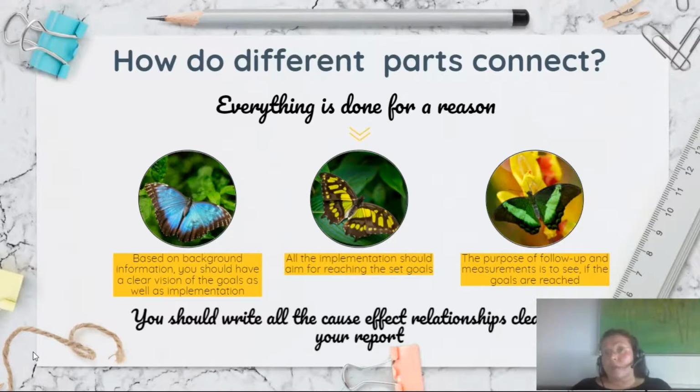Also then the goals, all the implementation. Once you have set the goals, all the activities that you are planning should aim for reaching the goals. And you should also write it down there, not just saying that these are the actions and activities that we are going to do, but also write out how this activity helps the company to reach the goal that you have set earlier.